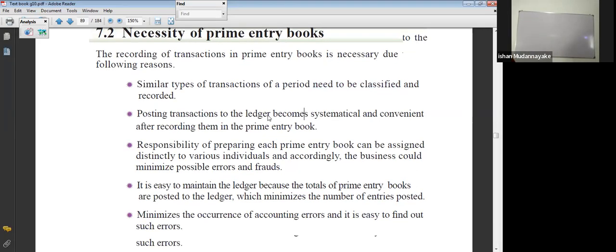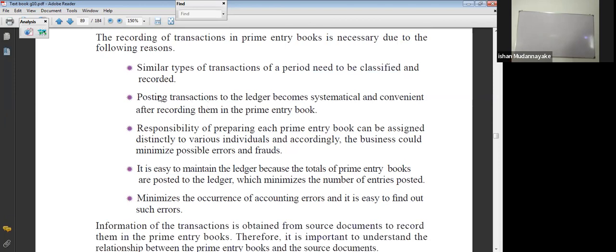The second one: posting transactions to the ledger becomes systematic and convenient. Students, please highlight that posting transactions to the ledger becomes systematic and convenient if we use primary books. Please highlight this sentence.